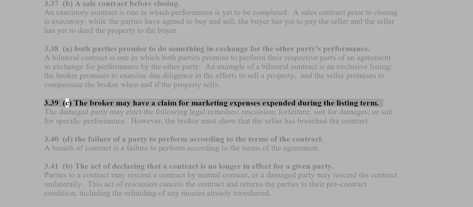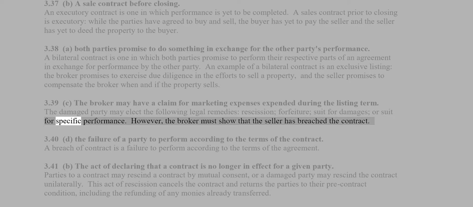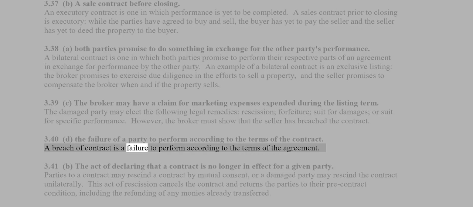3.39 c. The broker may have a claim for marketing expenses expended during the listing term. The damaged party may elect the following legal remedies: rescission, forfeiture, suit for damages, or suit for specific performance. However, the broker must show that the seller has breached the contract. 3.40 d. The failure of a party to perform according to the terms of the contract. A breach of contract is a failure to perform according to the terms of the agreement.